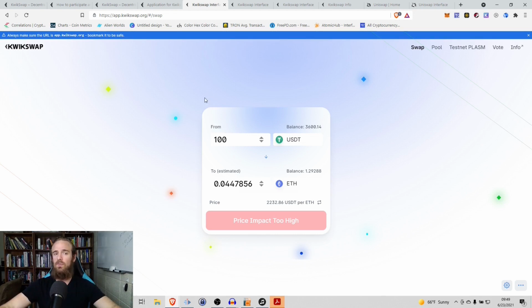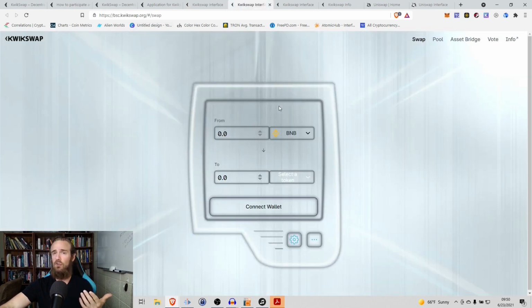With that being said, Kwikswap is not just an Ethereum-based product, and it is not just an exchange. In addition to simply swapping tokens on Ethereum, you have the ability of swapping on Binance Smart Chain, and this is what really sets it out. With Uniswap, all we can do is Ethereum, right? That's all it does. But with Kwikswap, we have the ability to operate on Binance Smart Chain as well.